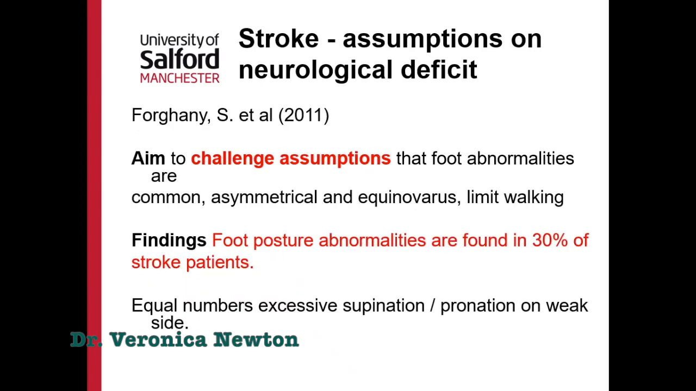For example, some work that was done here at Salford University several years ago aimed to challenge some of the assumptions that foot abnormalities are commonly asymmetrical, that they follow an equinovarus pattern, and that they cause limitations in walking. The findings of this study were that foot posture abnormalities were only found in about 30% of stroke patients. So we may not, as podiatrists, find that our stroke patients are always presenting with foot posture problems, and their deformities or problems may well be limited to the upper limb.